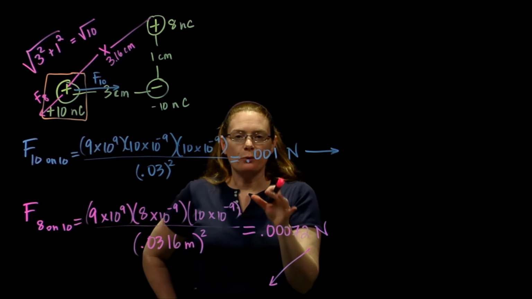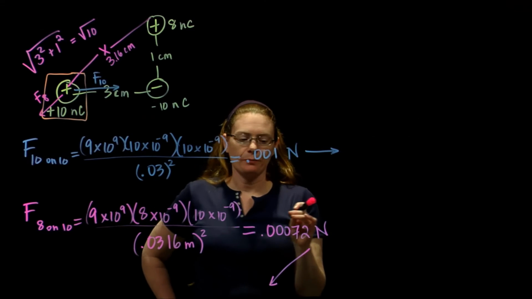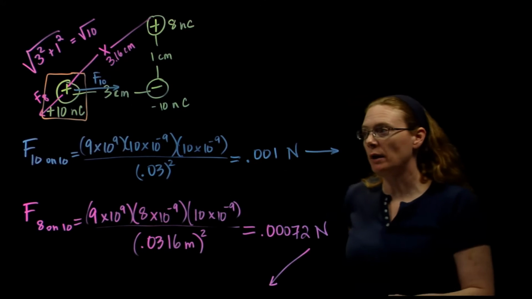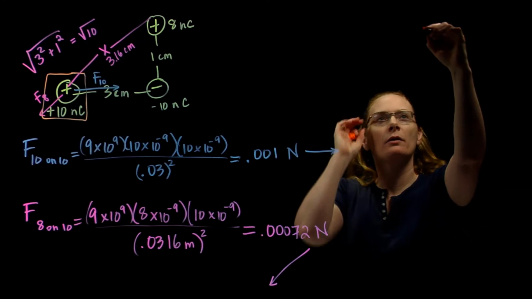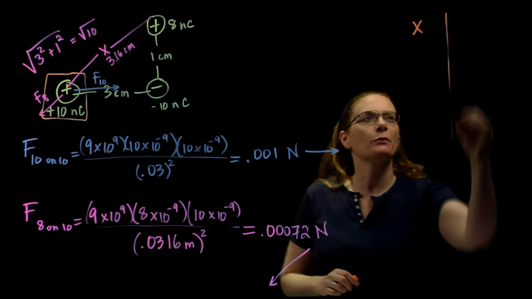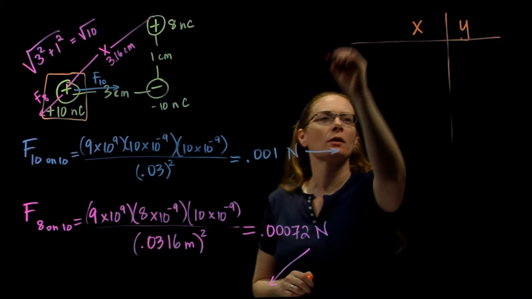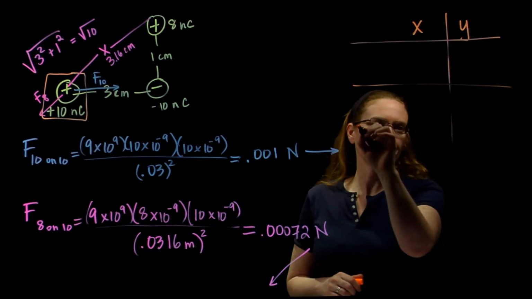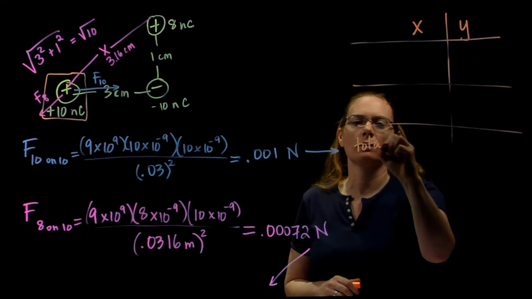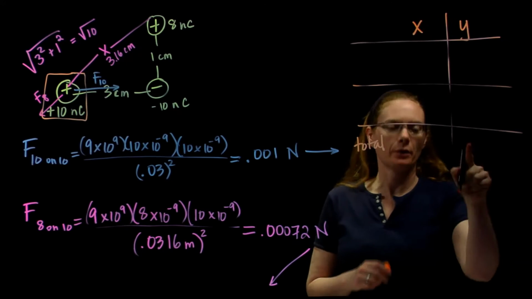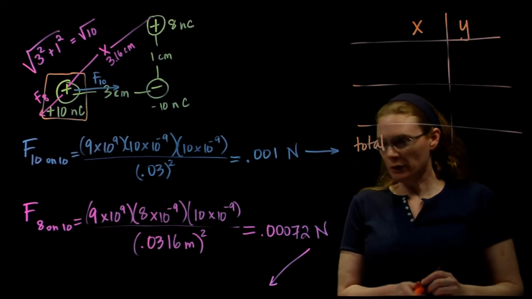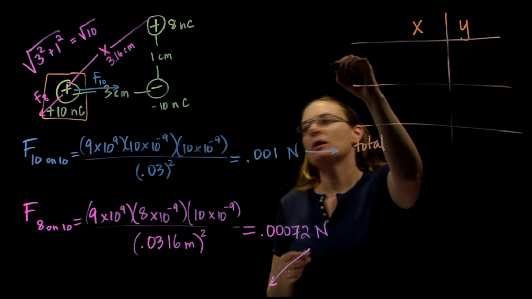I want to know the total force. How do these two add together? To get that, what I recommend you do is figure out all the horizontal components of the forces, all the vertical components, and then add them together to get the total horizontal and total vertical. So my first one is the easy one. There's always going to be an easy one.